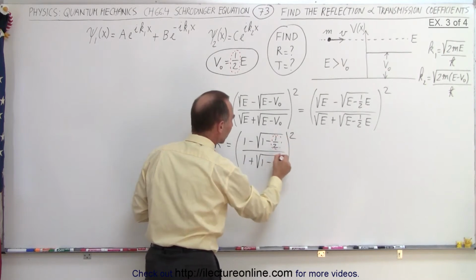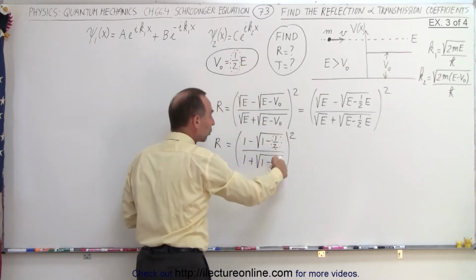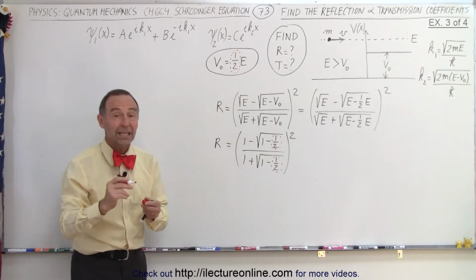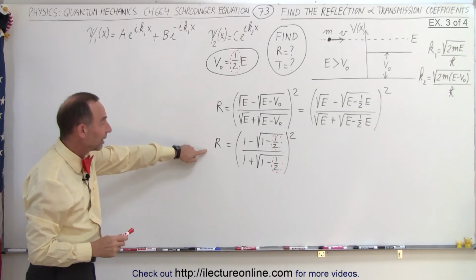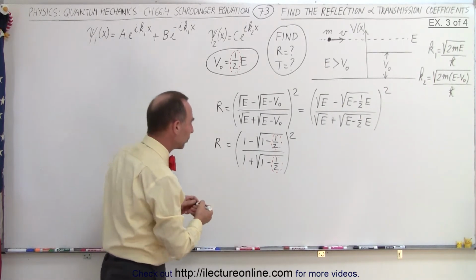So that's the same number right here. If the fraction is 1/4, we put 1/4 in there. If it's 3/4, we'll put 3/4 in there. So it becomes a lot easier to calculate the reflection coefficient. All right, so let's go ahead and work this out.